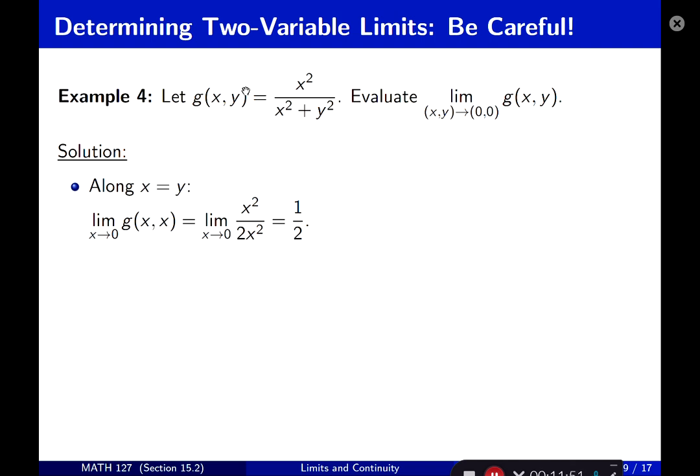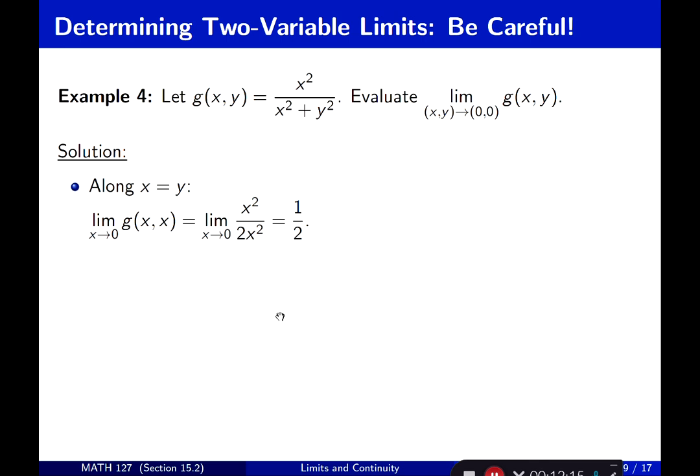That means you replace y by x in here, and so the parameterization is with respect to x, and then you plug in x in here to find g of x and x. So g of x and x is x squared divided by 2x squared. That is 1/2. So the limit is 1/2.